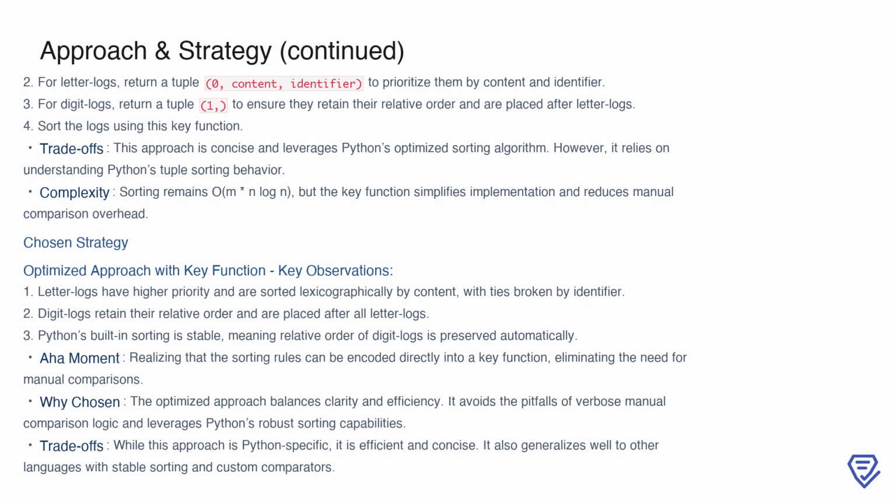The real breakthrough came from realizing that all sorting rules could be encoded directly into the key function, eliminating the need for manual comparisons. This approach strikes a good balance between clarity and efficiency, avoiding the pitfalls of verbose code while leveraging Python's robust capabilities.